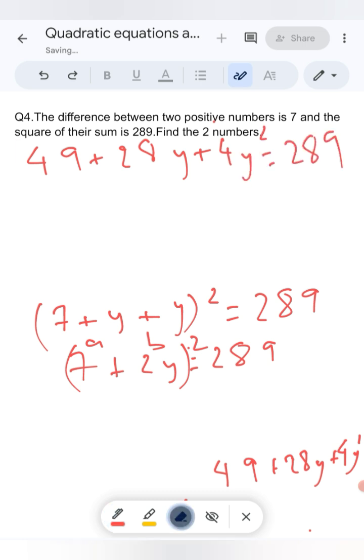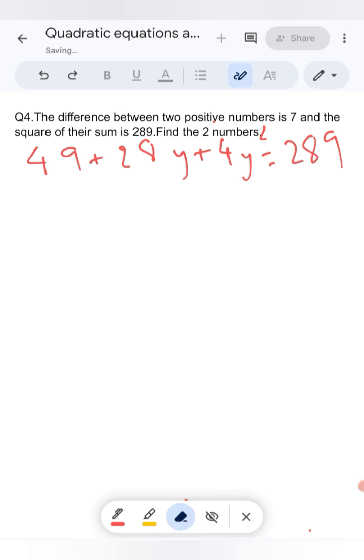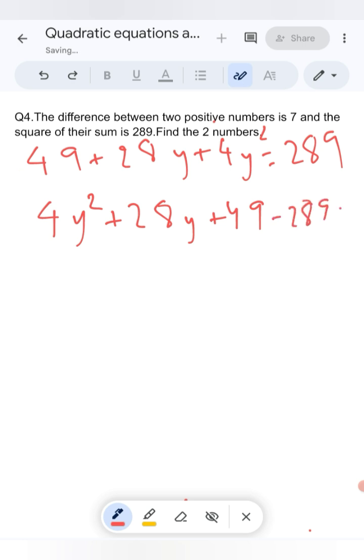Okay, let's simplify it further, writing it in the form of your ax square plus bx plus c. So 4y square first, then my 28y, then I am having 49. I will be putting this 289 to the other side of the equation. Minus 289 is equals to 0. Okay, now 49 minus 289 of yours is your minus 240. So 4y square plus 28y minus 240 is equals to 0.